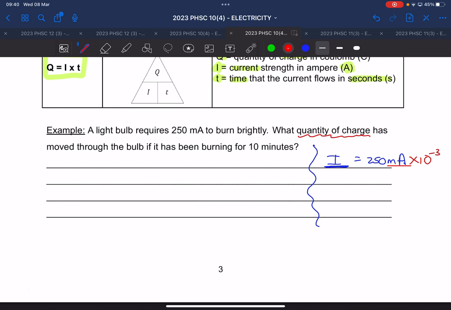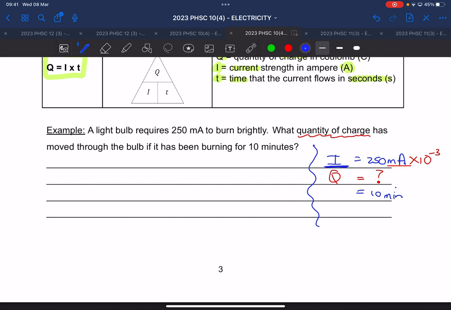What quantity of charge? What are they asking us there? Quantity of charge. What's the symbol that goes with that? Q. What charge has moved through the bulb if it has been burning for, and then they give us 10 minutes. What goes with minutes?